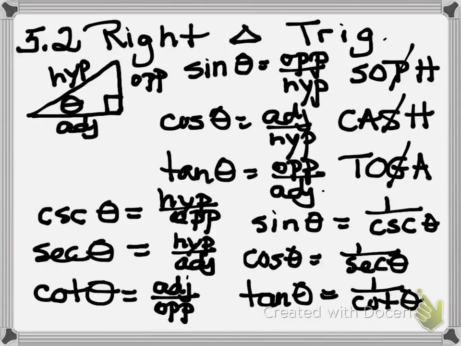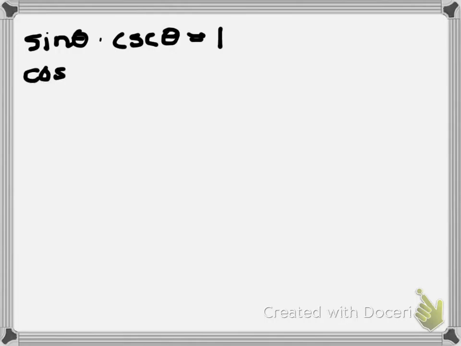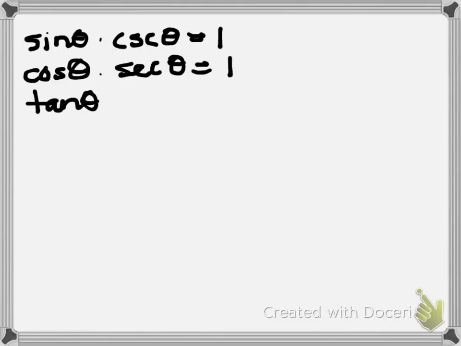Now, because of the last 3 that I just did, I can write that the sine of theta times the cosecant of theta equals 1. Cosine of theta times secant of theta equals 1. And the tangent of theta times the cotangent of theta equals 1.